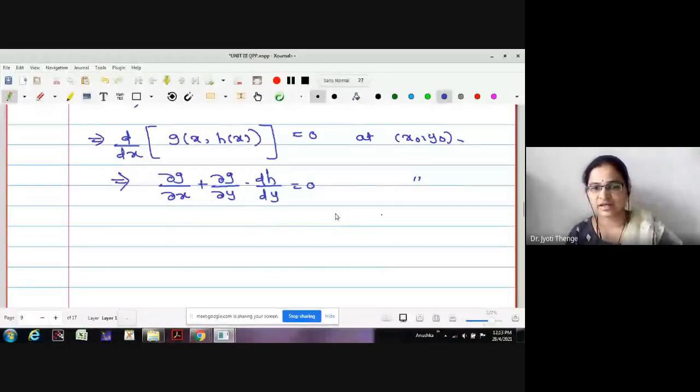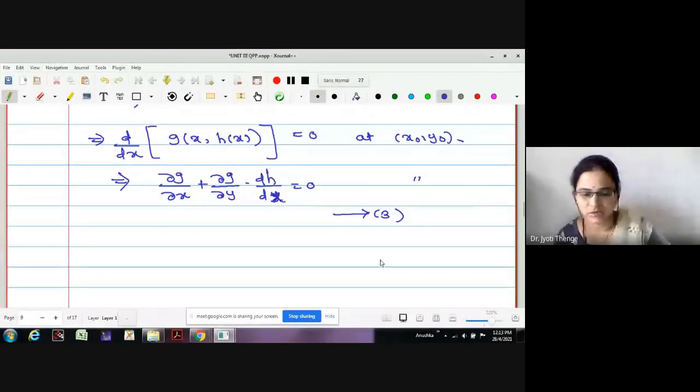Okay. Is the derivative okay to everyone? I have just found the derivative of this g: dou g by dou x plus dou g by dou y into dh by dx. Okay. Now what will we do? We will take the differentiation of 1 also.